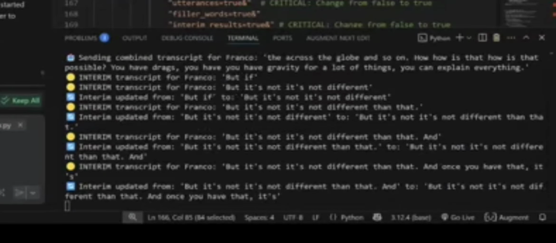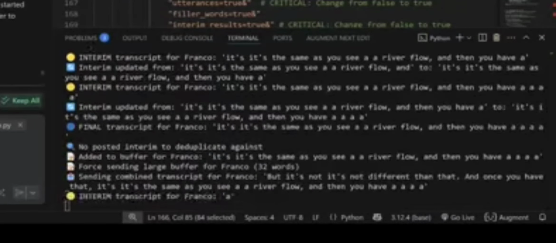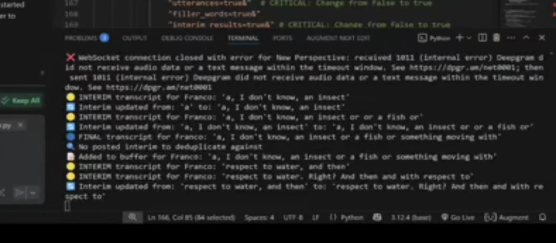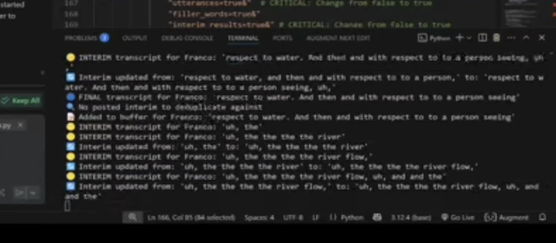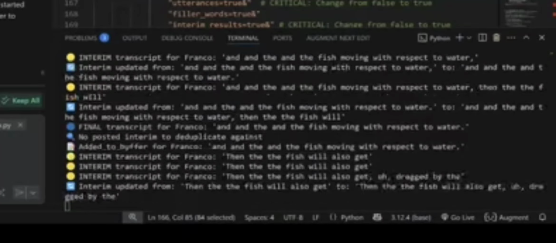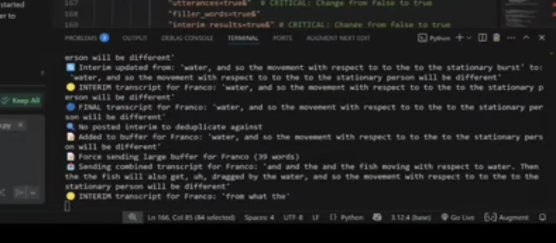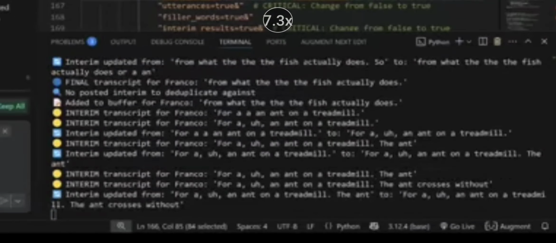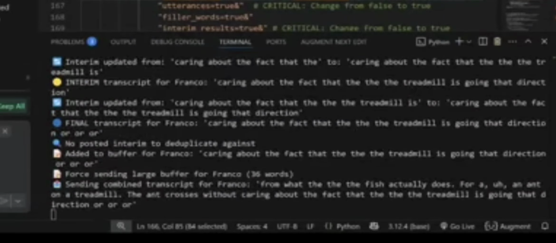And once you have that, it's the same as you see a river flow, and then you have, I don't know, an insect or a fish or something moving with respect to water, and a person seeing the river flow and the fish moving with respect to water, then the fish will also get dragged by the water, and so the movement with respect to the stationary person will be different from what the fish actually does. Or an ant on a treadmill.